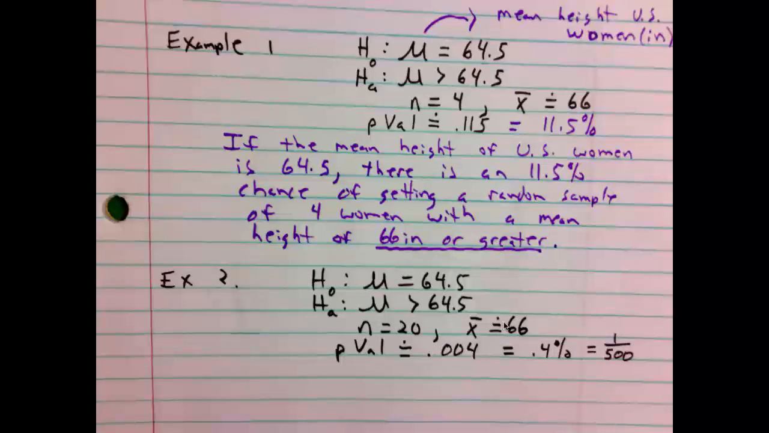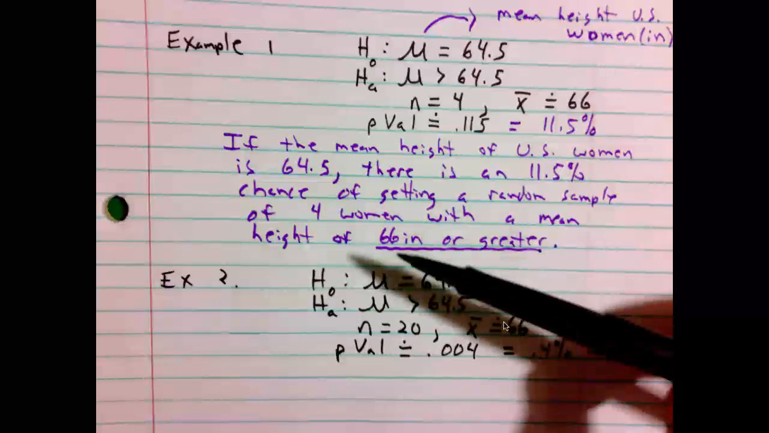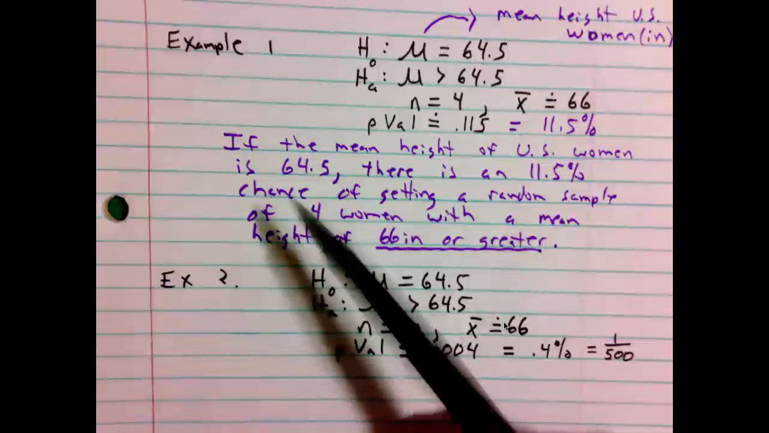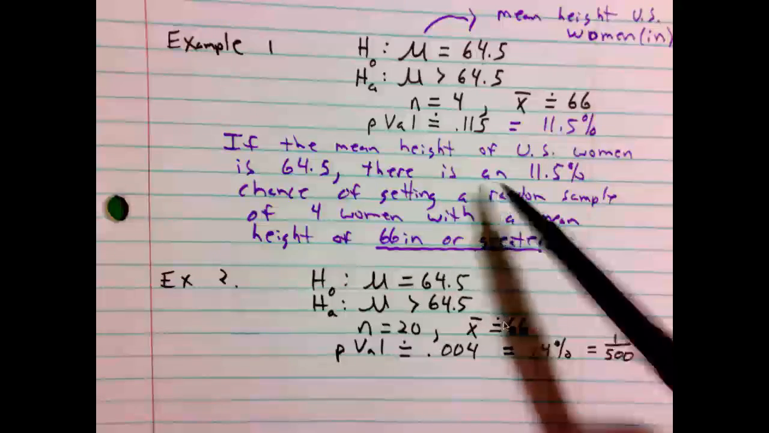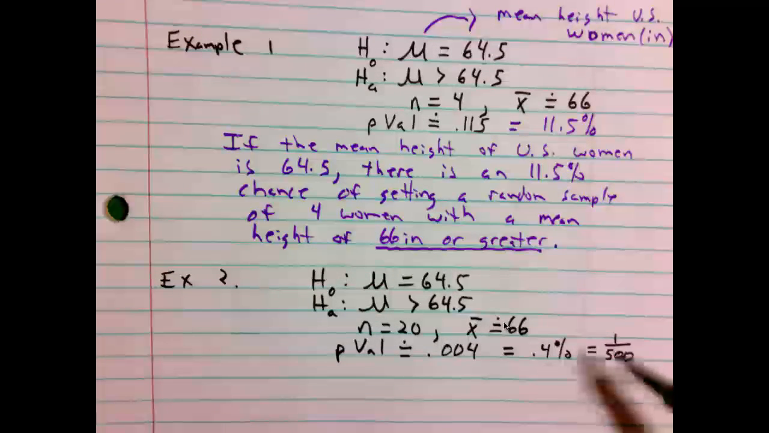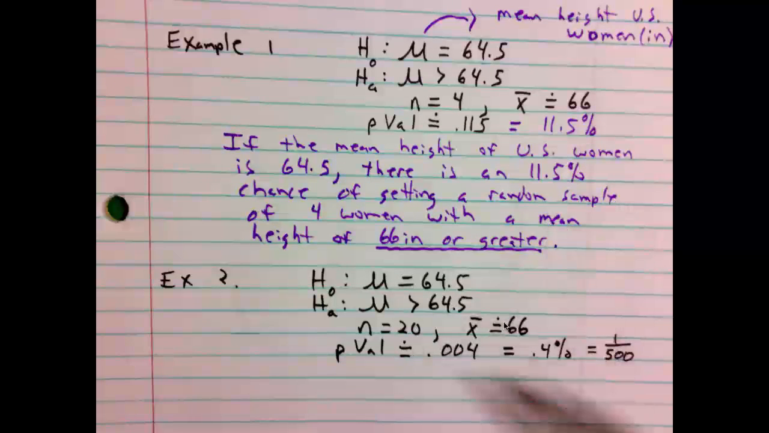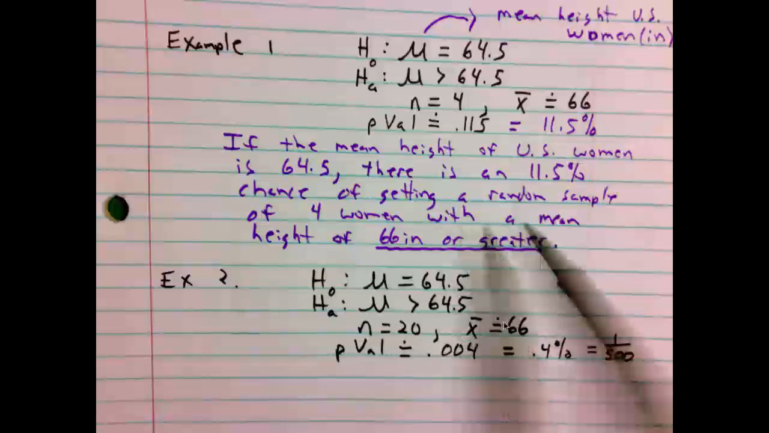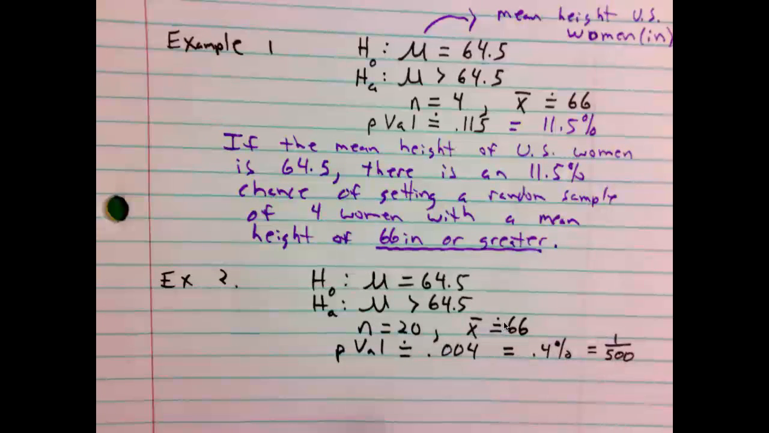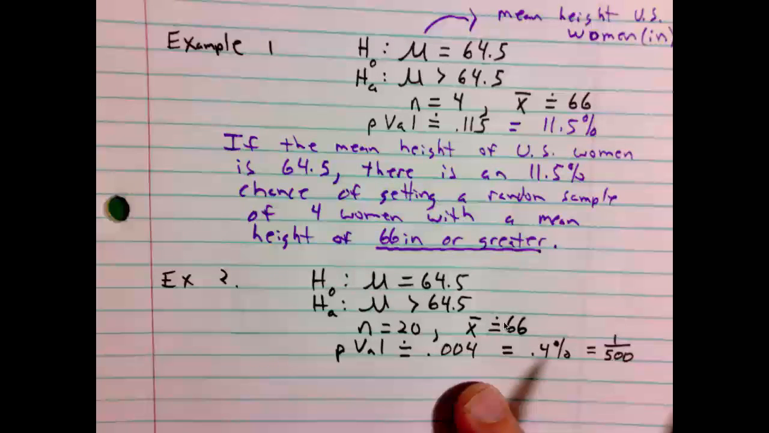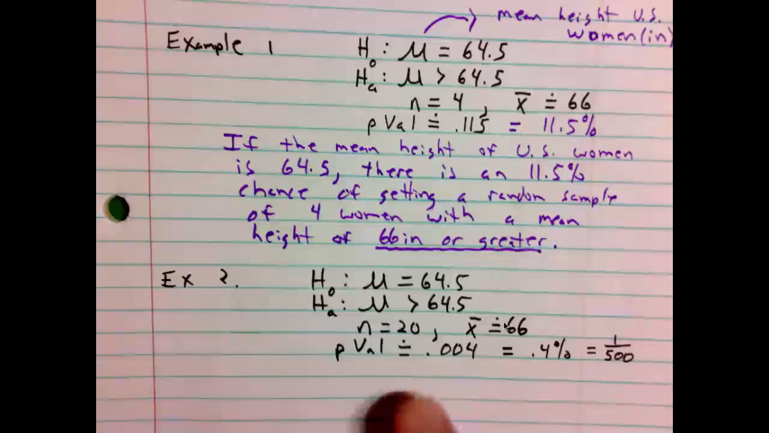Okay, so I'm not going to rewrite it. I'll just use my statement here and change the particular numbers we have. If the mean height of U.S. women is 64.5, there is a 0.4% chance, or a 1 in 500 chance, or a 0.004 chance, any way that you want to state that, of getting a random sample of 20 women with a mean height of 66 or greater. So in this case, it's very compelling evidence. We would reject H0 and go with HA.